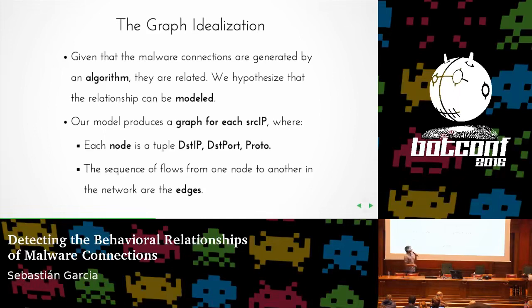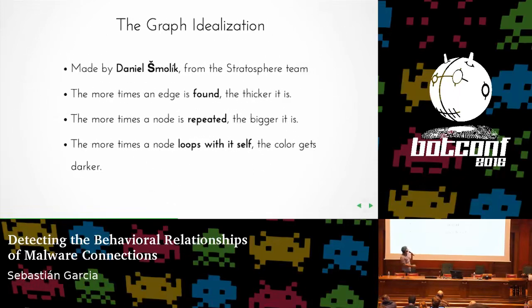I will show you now. What's happening here is that, thanks to our student Daniel Schmolik from the Stratosphere team, who created these graphs, every time that an edge between two nodes is found, the edge, the line, is thicker, okay? And every time that a node is repeated, that means that the computer is connecting again and again and again, then the node is bigger, okay? And the more times a node is looping with itself, because it's repeating, then the color gets darker.